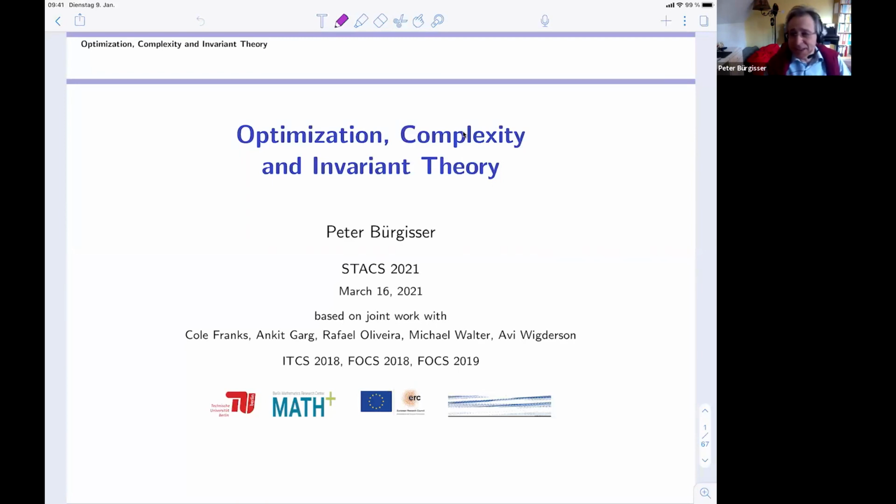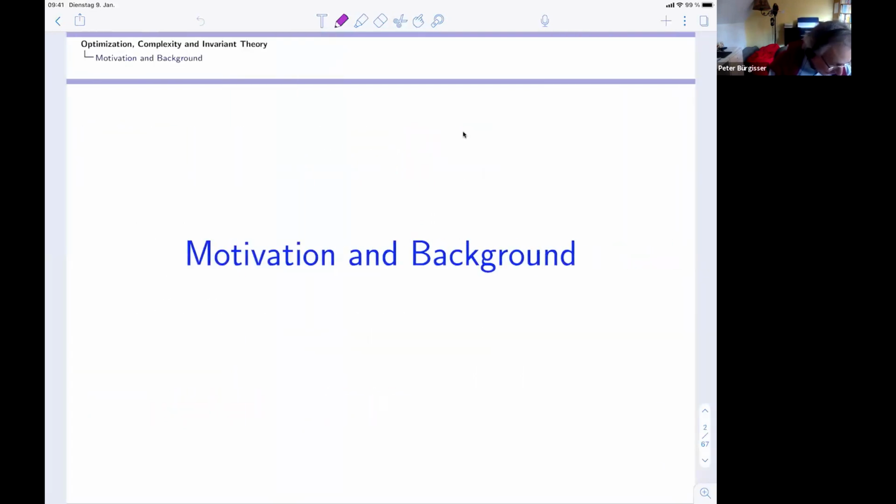What is very exciting about this, and I think Avi Wigderson gave many talks about that as well, are these manifold connections between disparate areas. It's quite amazing. Never in my life have I worked in an area where there are so many connections. So I think it's very exciting and rewarding. Let me start with motivation and background.